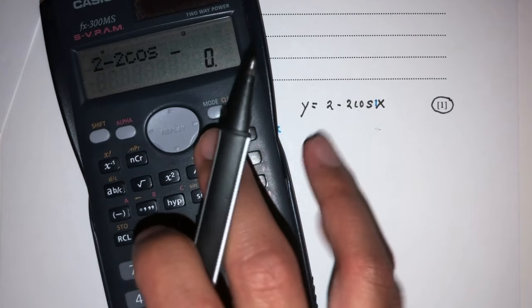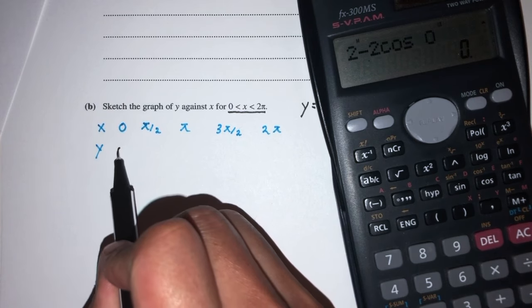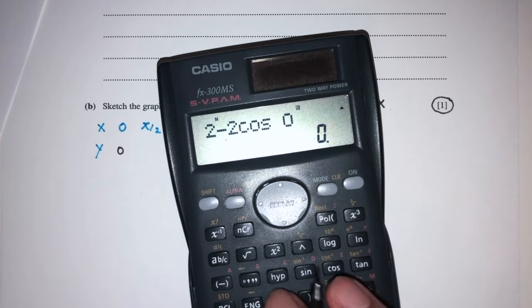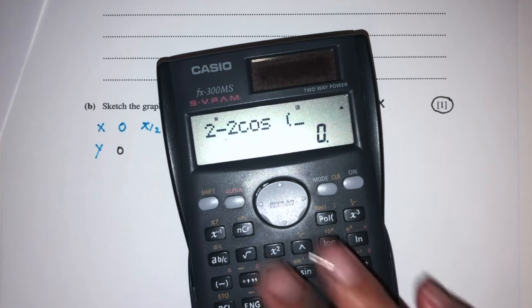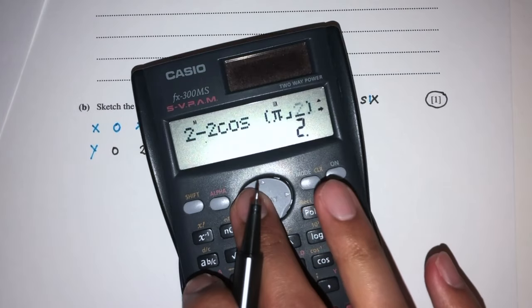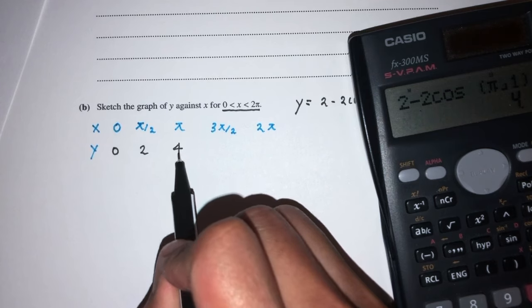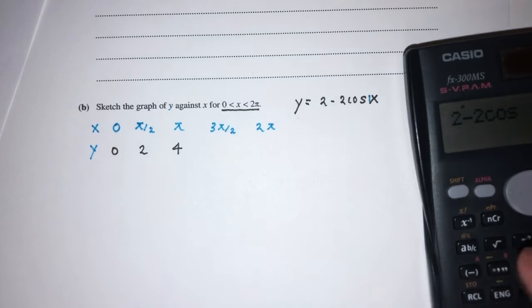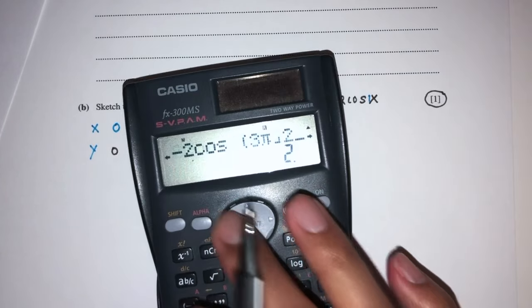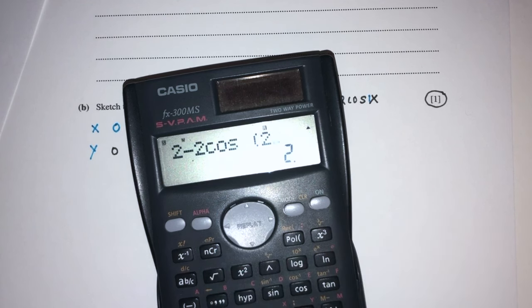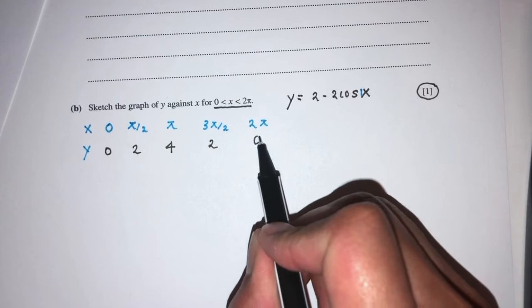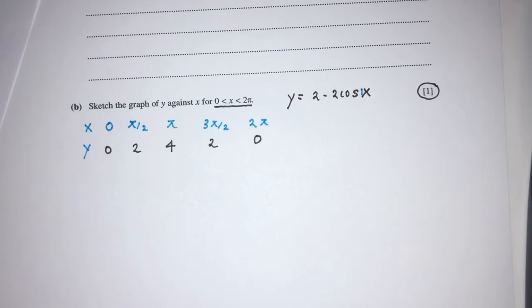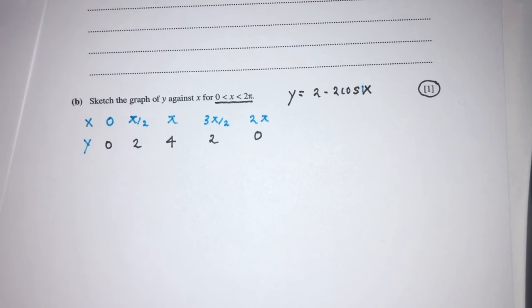So 2 minus 2 cos of 0, that will be 0. Then for pi by 2, that will be 2. Then we have pi, that will be 4. Then we have 3 pi by 2, that will be 2. And finally 2 pi, let's see what happens. 2 pi, that should be 0. Here you go. So these are the values that we have to work with for the graph. The reason why I do this is because I can be sure that my values are okay for the graph.